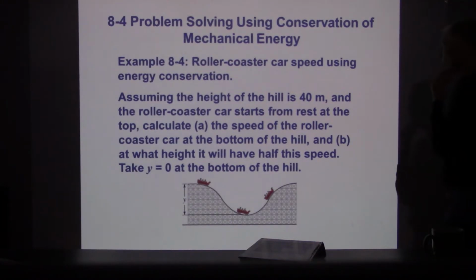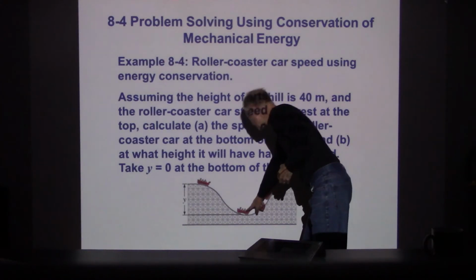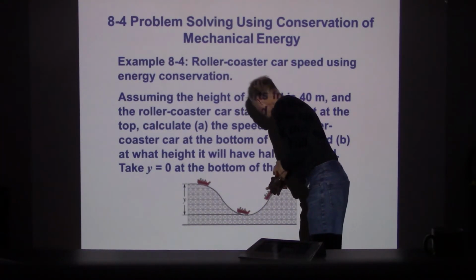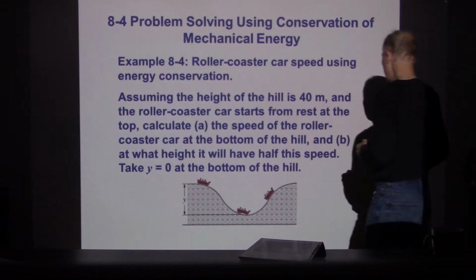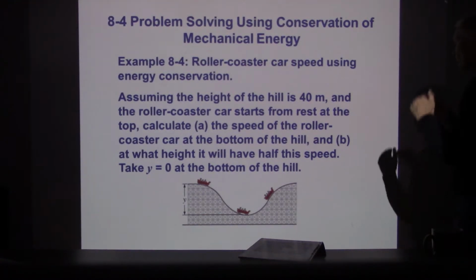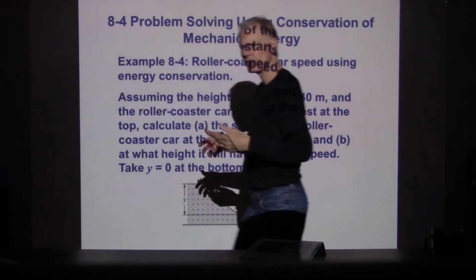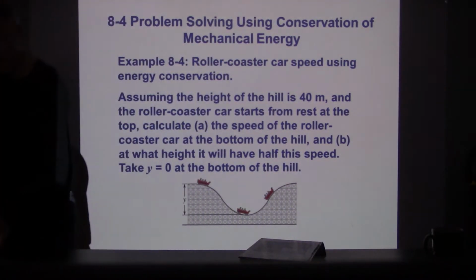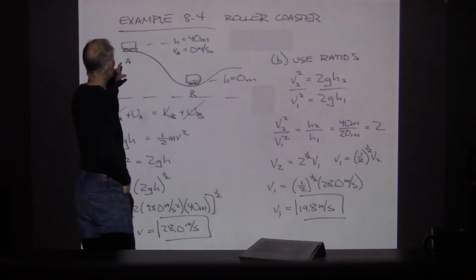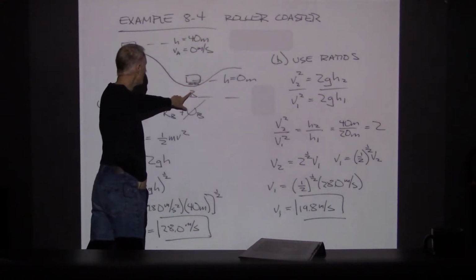And they want to know how fast the roller coaster would be traveling here. So point A, point B, I'm not sure if we need this. Do they ask about it? Oh, at what height will it have half the speed? And they're saying to take y equals 0 or h equals 0 at the bottom of that hill. So let's take a look. Here is point A. Here is point B at the bottom.